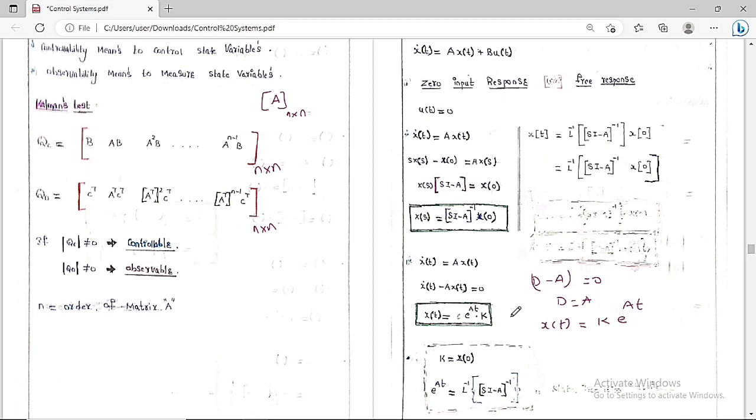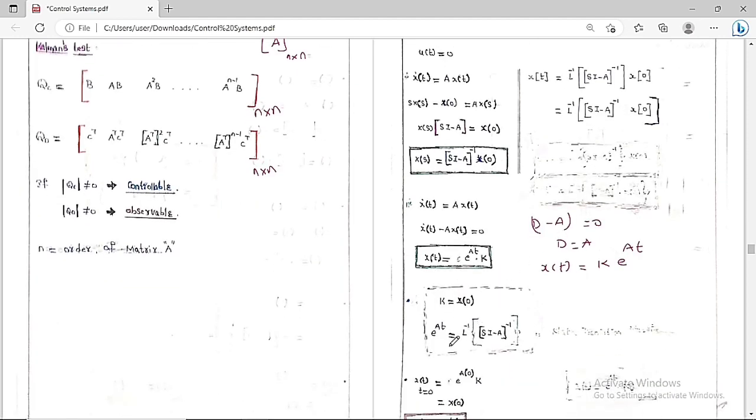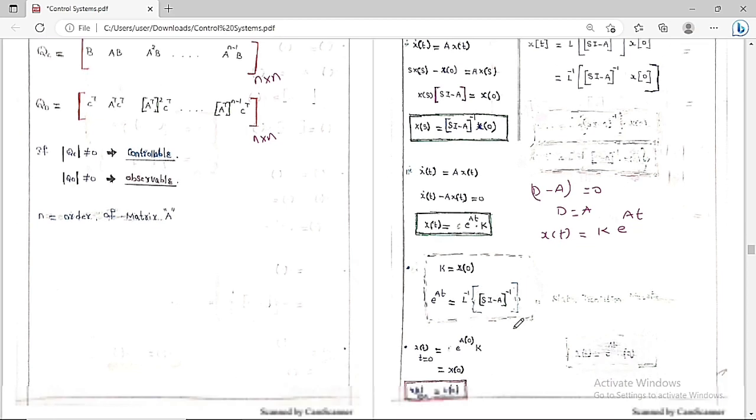By comparing these two equations, we can say simply k is nothing but x(0), and e to the power of At is nothing but the Laplace inverse of (sI - A)^-1. So we can see this clearly here: this is the solution we get in the Laplace domain, and this is the solution we get by the differential concept. So k is equal to x(0) and e^(At) is equal to the Laplace inverse of (sI - A)^-1.